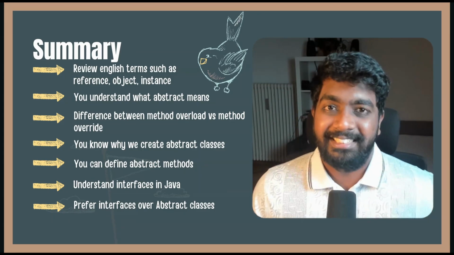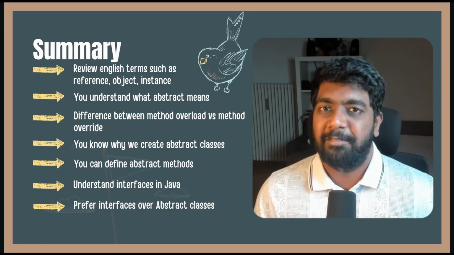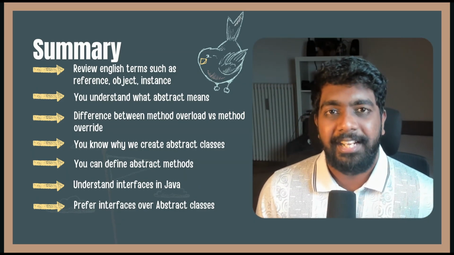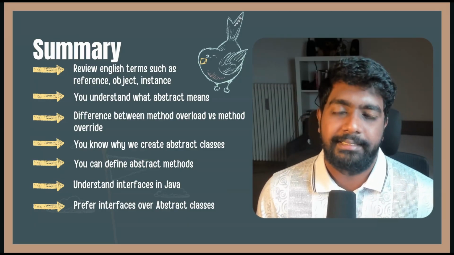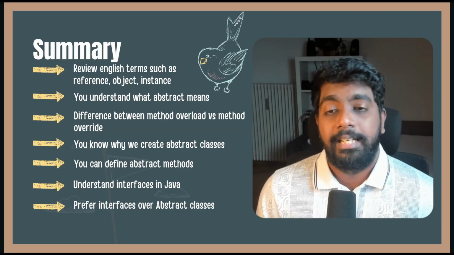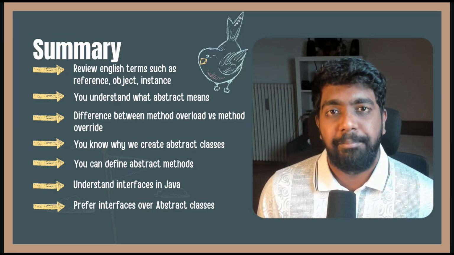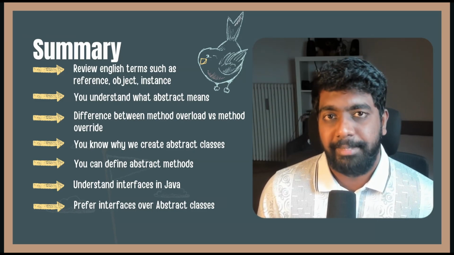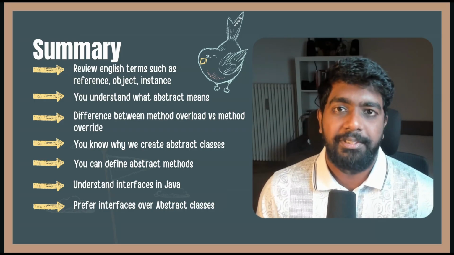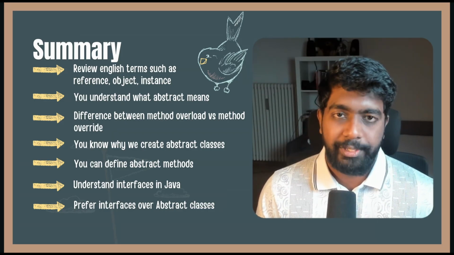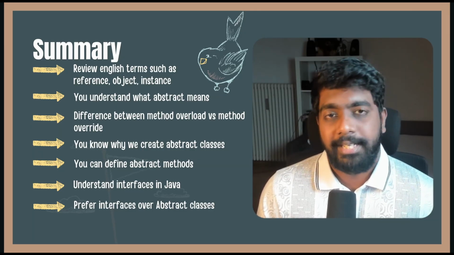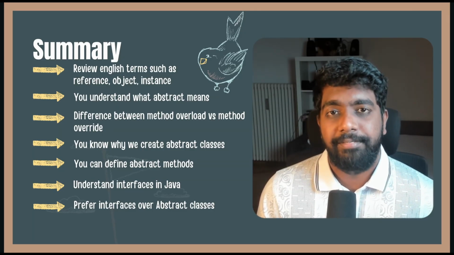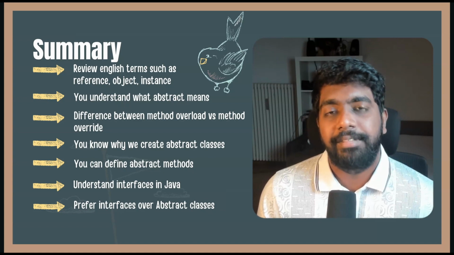Alright, my dear students, since we came to the end of this video, I want to summarize what we have learned together. We started off reviewing a few English words such as reference, object, and instance when it comes to the Java language. Later, we also discussed what the English word abstract means. After that, we understood the difference between method overloading and method overriding in Java.